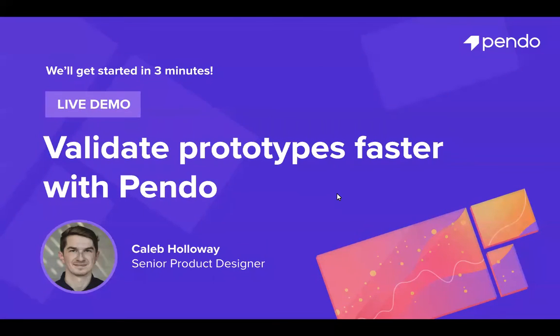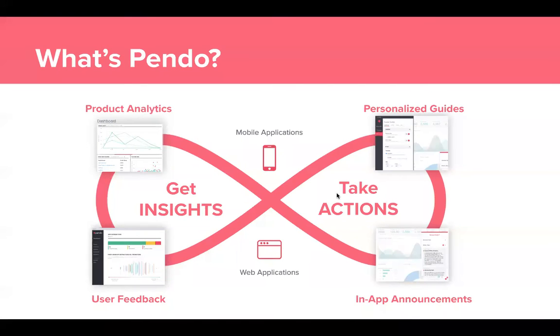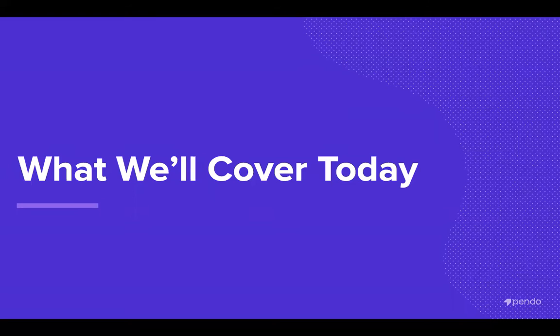And we're going to be talking about how to validate prototypes faster with Pendo. So just before we jump in, if you're new to Pendo, just a quick overview. Basically, Pendo lives at the intersection of insights and actions. You can learn and gain insights from qualitative and quantitative data coming into the product, and then use that to take action through guides and in-app announcements and things like that. And today we're actually going to talk about using our guides product to create qualitative insights to help you on your product development journey.